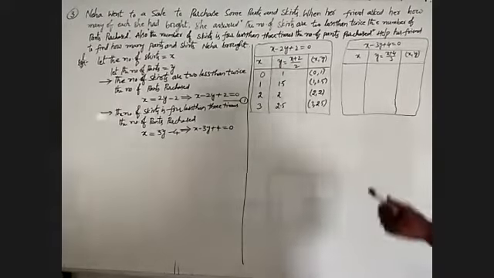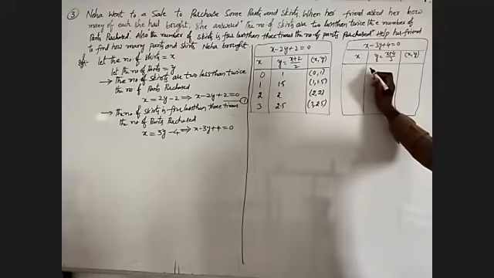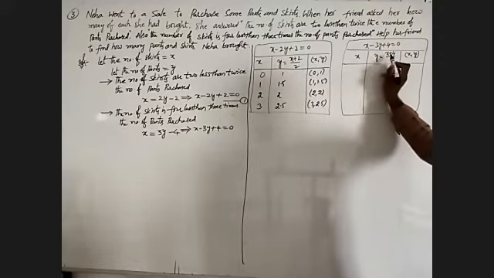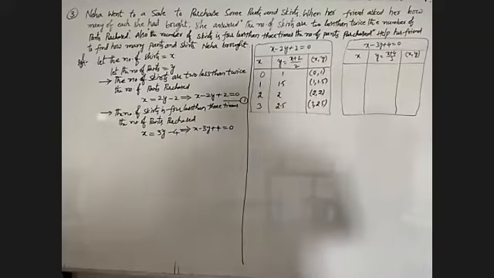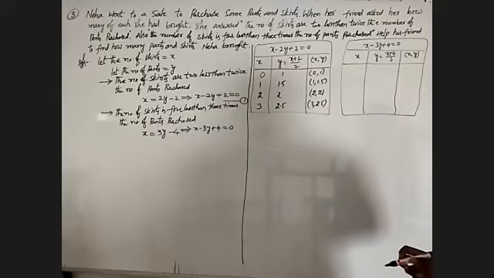Here also I have to take some values of x. First I will take x is equal to 0. Then 0 plus 4 by 3, that is equal to 4 by 3, equal to 1 point something. I will take the next number. Let x is equal to 1, 5 by 3.